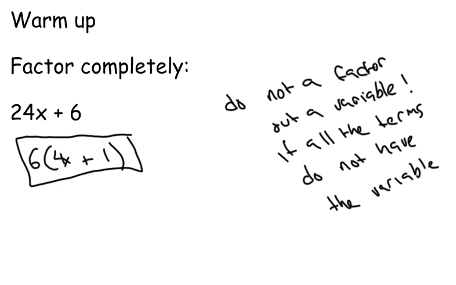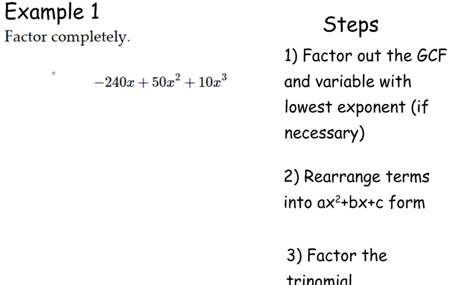Okay, so let's get to what we want to get to today. This is an example of what I want to do today. I want to factor expressions like this that require multiple steps. And then you can see the steps that I have listed here, and they will help you factor an expression like this. So the first step says to factor out the GCF and the variable with the lowest exponent if necessary. In this case, it's necessary because all the terms have a variable, so it's not like our warm-up. Here, you're going to have to factor out the variable with the lowest exponent.